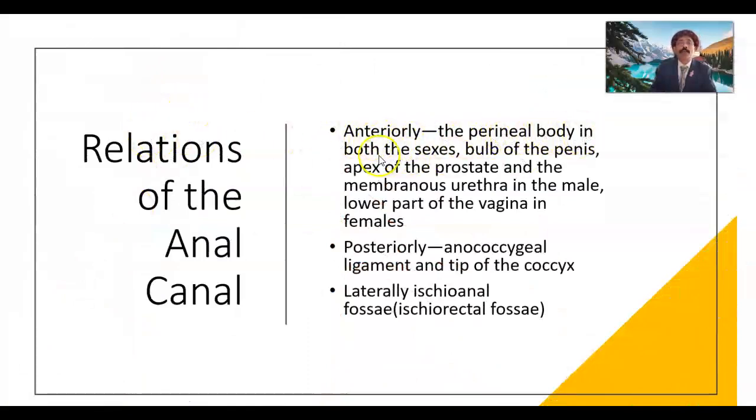Relationship: anteriorly, the perineal body. The perineal body is a site of attachment of 10 muscles of the perineum. It is present in both male and female, so it is anterior in both. You'll also get the bulb of the penis, apex of the prostate, and the membranous urethra in the male, and the lower part of the vagina in the female. Posteriorly, the anococcygeal ligament and tip of the coccyx. Laterally, the ischioanal fossa, also called the ischiorectal fossa. So these are the relationships.